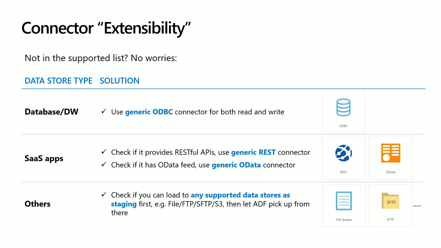If it's a database or data warehouse, you can usually use the generic ODBC connector with a corresponding ODBC driver. If it's a SaaS application, or an application you build in-house, then you can use the generic REST connector. Or if it provides OData feeds, you can connect via the OData connector as well. For all the others, maybe your data store provides some native utility that can dump data to somewhere, for example file storage. Then you can let ADF pick up from there and continue your end-to-end big data analytics workflow. With those connector extensibility options, you can reach much more than 90 plus data stores in the world.